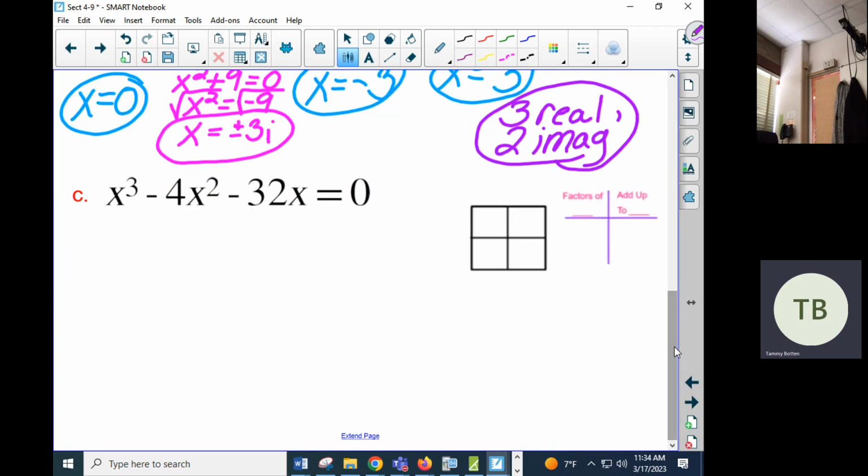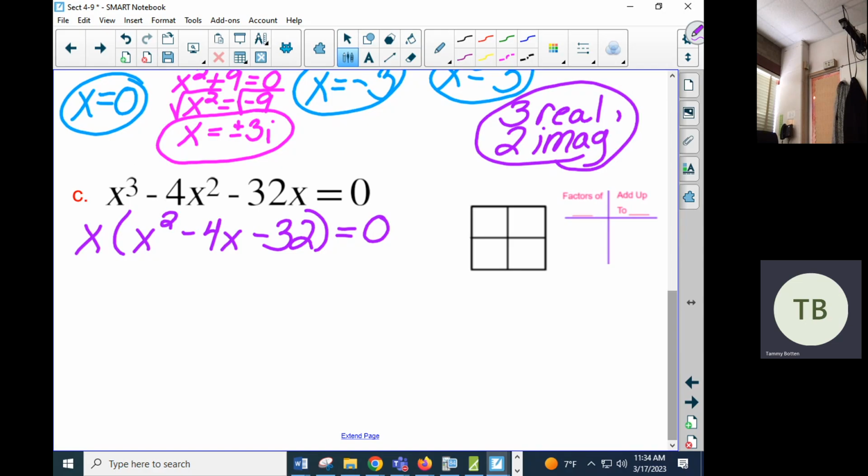So here, if I look at this one, we're going to take out an X because there's an X in each. Then what I do is think, X times what gives me X to the third? That's X squared. X times what gives me negative 4X squared? That is a 4 and an X. X times X is X squared, and then I need that negative 4. For this one, there's that minus, and I think X times what gives me minus 32X? 32, equals 0, and it would be minus 32.